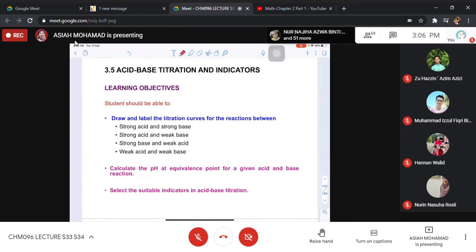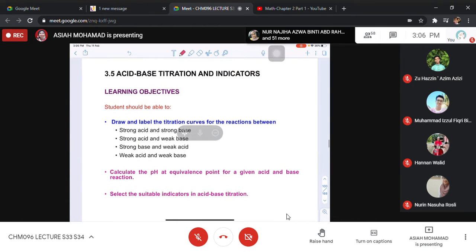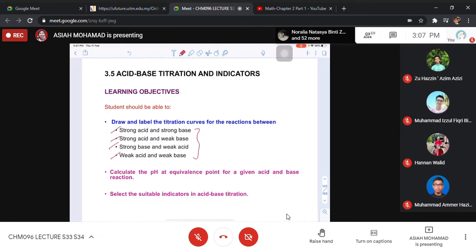All the learning outcomes that hopefully you should be able to achieve at the end of this lesson. The first one is to draw and label the titration curve for the reaction between all these. For acid-base titration, there are 4 types of titration: between strong acid and strong base, strong acid and weak base, strong base and weak acid, and weak acid and weak base.